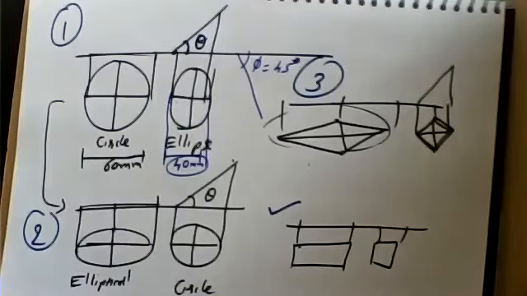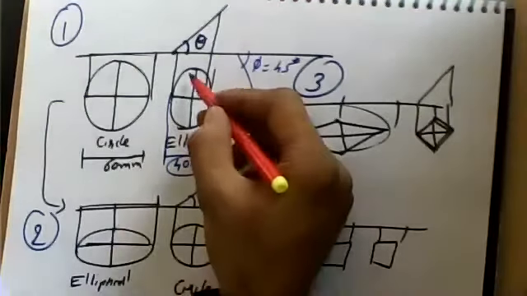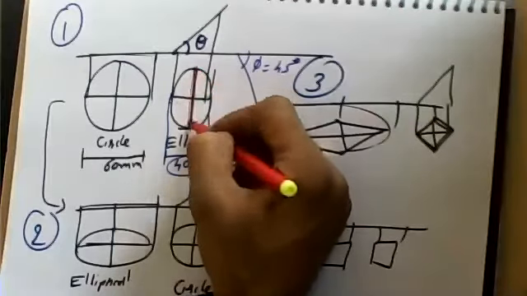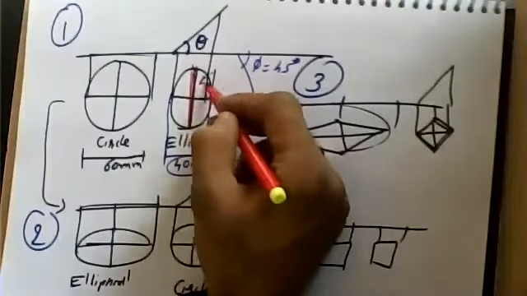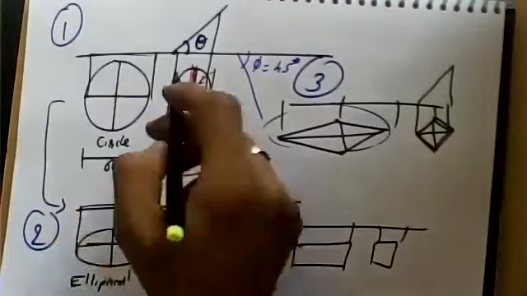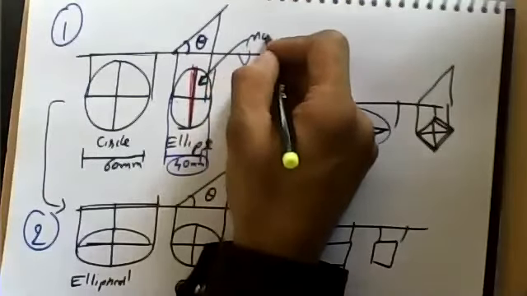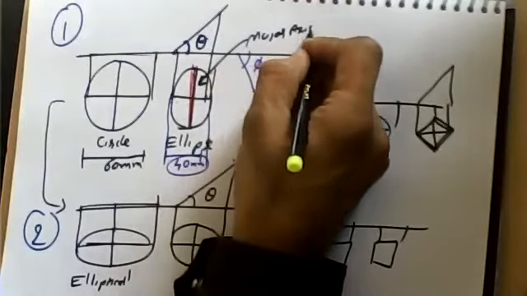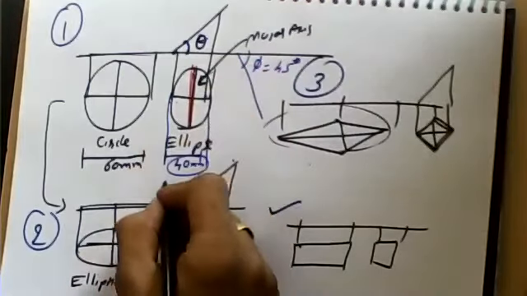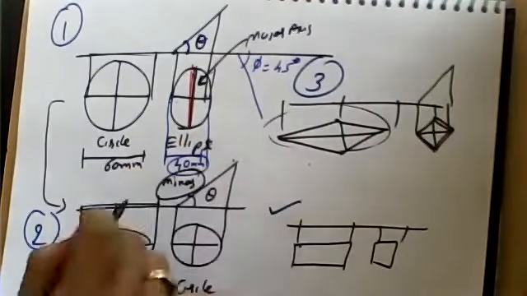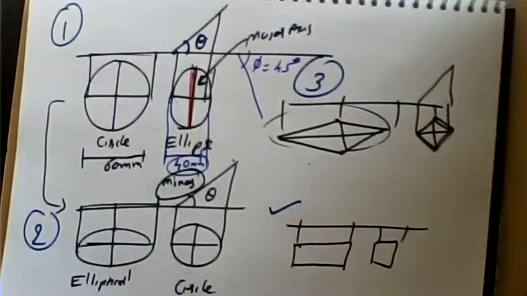Now here you have to keep in mind that the line available over here is going to be the major axis. This line over here is the major axis and this line over here is the minor axis. I hope you are understanding this terminology. Now let me discuss the second problem.